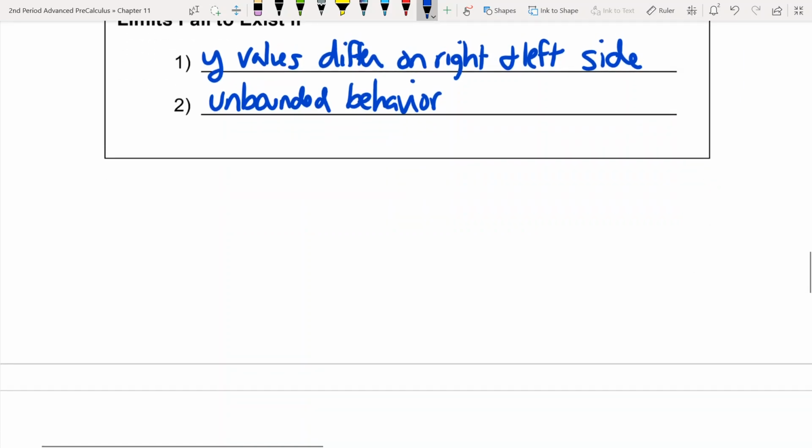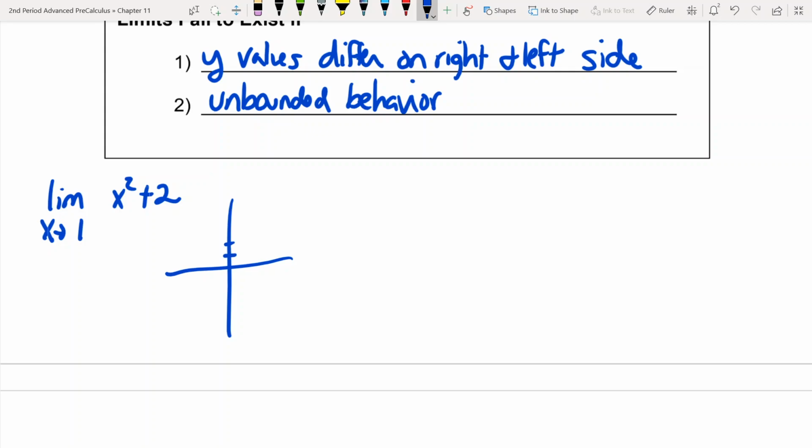Now let's just do a couple of examples at the bottom here that might be a little different. But let's do the limit as x approaches 1 of x squared plus 2. Well, if I were to look at this graph, it's a parabola that goes up. And is there any hole in here? And the answer is no, there's no hole.